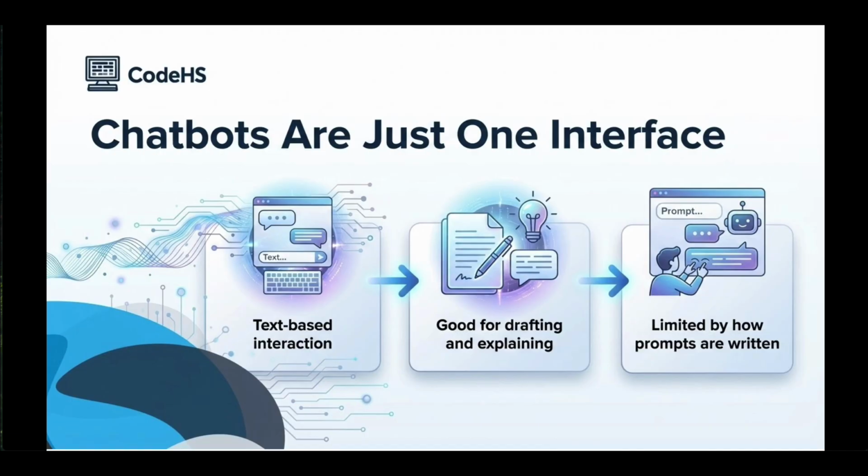Chatbots are one interface to AI. They're great for brainstorming, drafting, and explanations, but they also have limitations, especially when accuracy, sourcing, visuals, or structure matter. That's why it's important not to treat chatbots as the only way AI can be used.